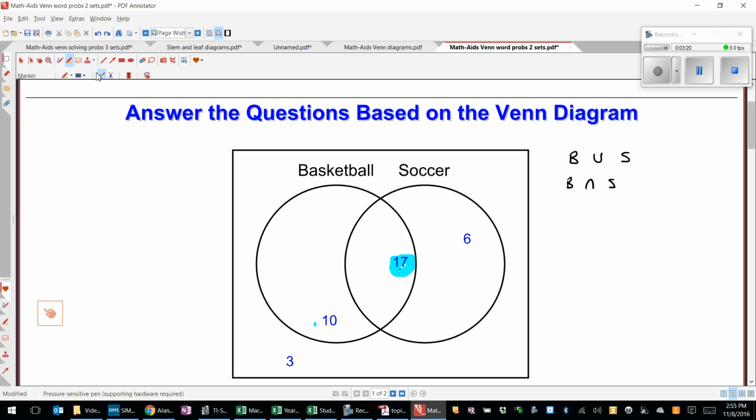How many people do not like basketball? 9, so do not like basketball, 6 and 3. How many only like basketball then? 10. How many students do not like both basketball and soccer? 3, 10, 6. They don't like both. They maybe like one or neither, but they don't like both. So what's the answer?